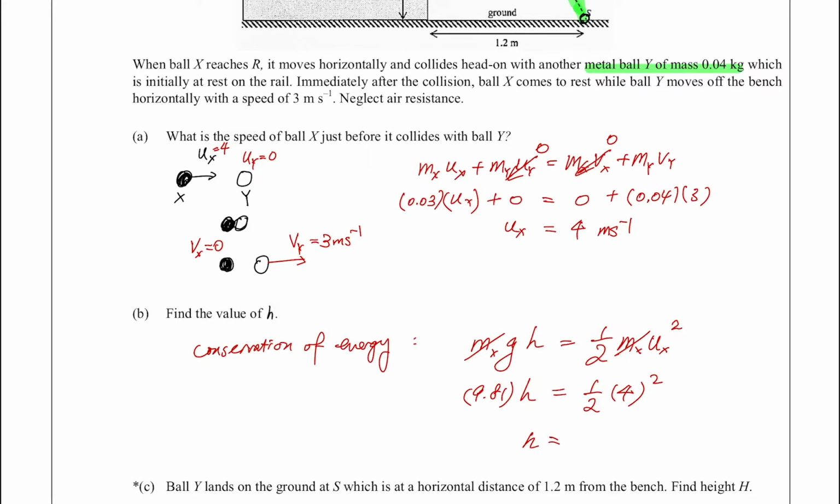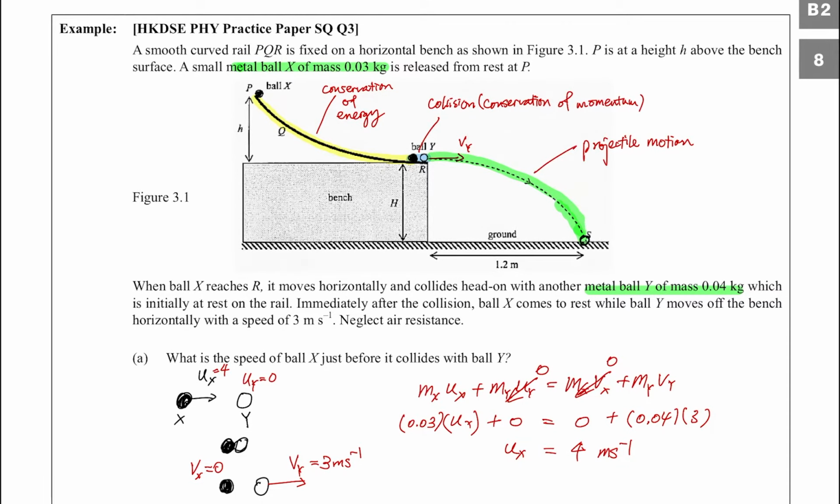Solving this equation, we would have H to be 0.815 meter. So now we know the value of H. We know the speed of ball X before the collision. Then let's take a look at another part of the motion.